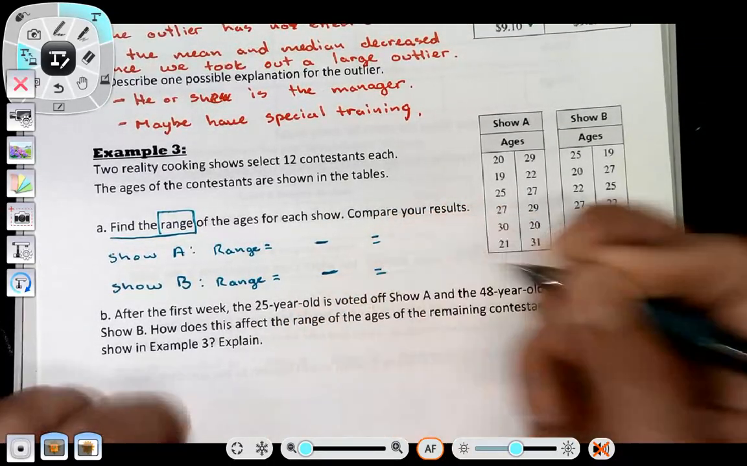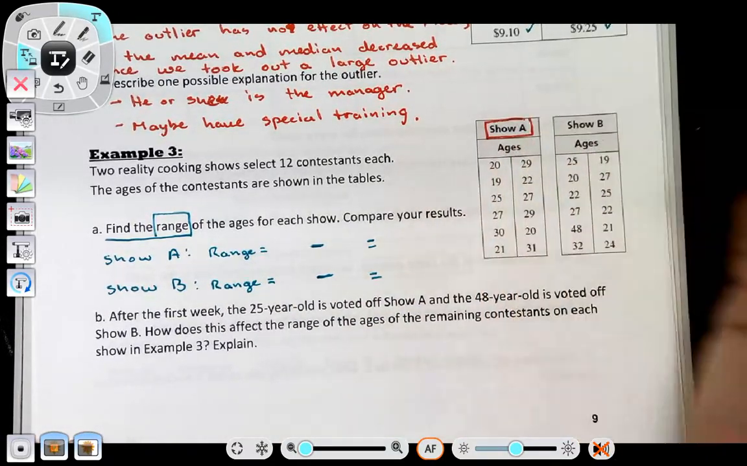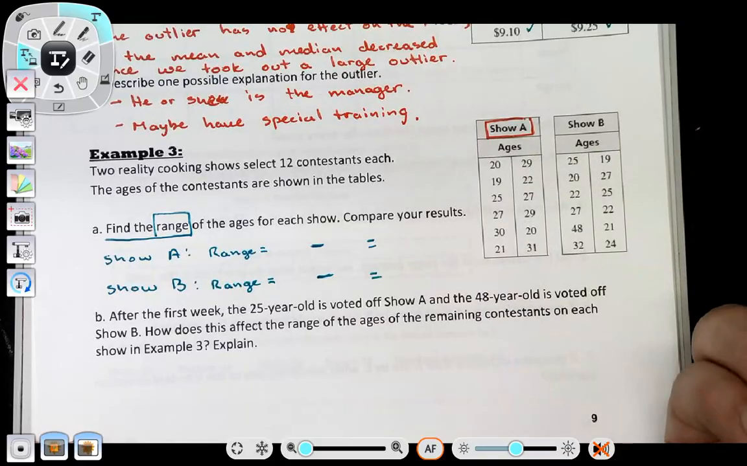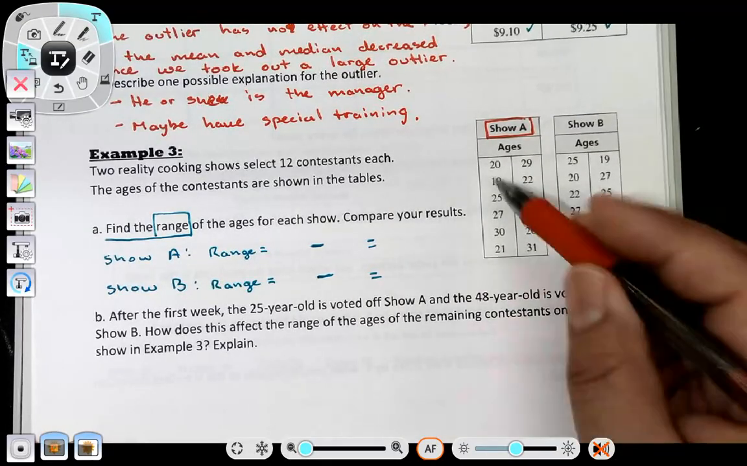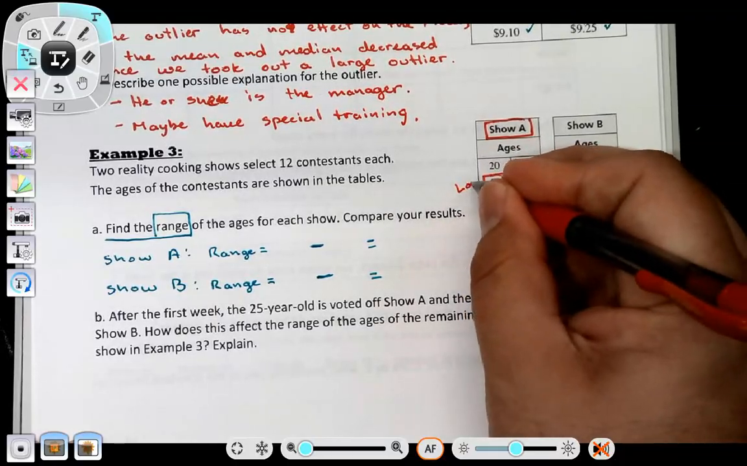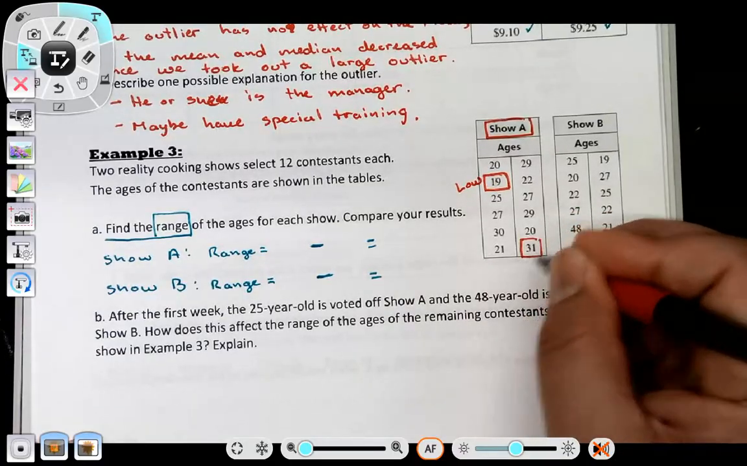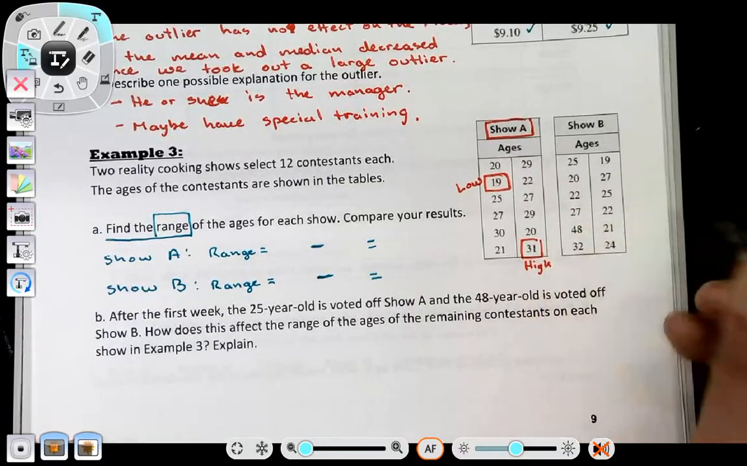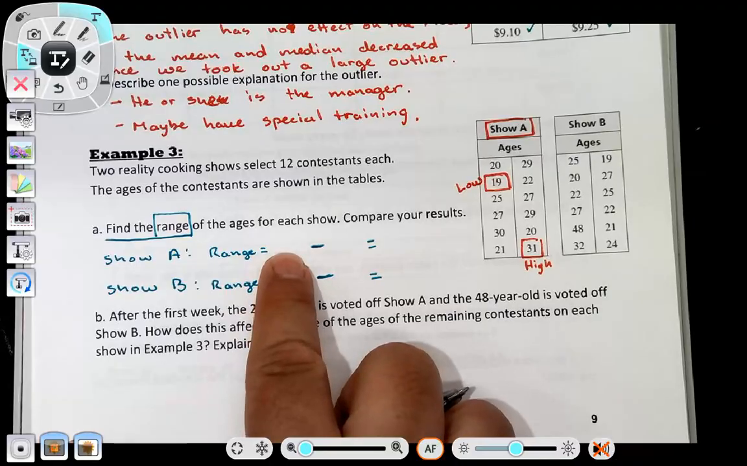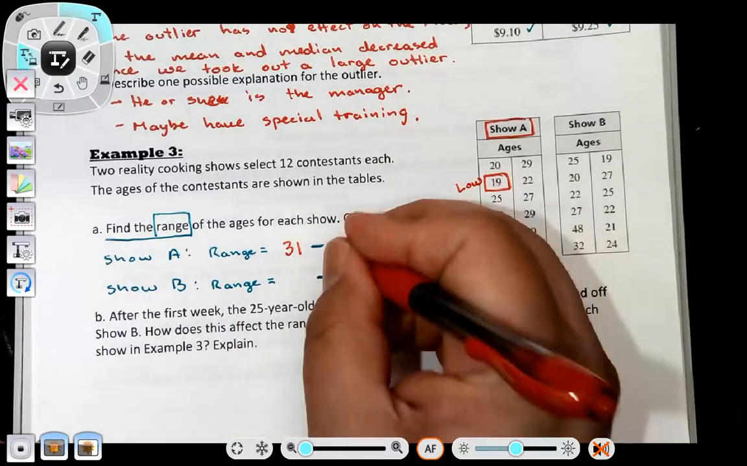All right, well, show A. Here's show A. Who's the youngest person on that list? 19-year-old. Okay, there's the lowest. All right, who's the oldest? 31. There it is. There's the highest. Which means, what number am I writing first? 31 or 19? Whoa, whoa, whoa. You read your note. It says highest minus the lowest. So 31 minus the 19.